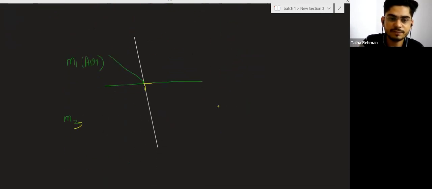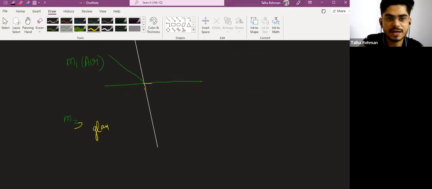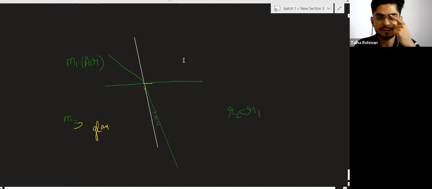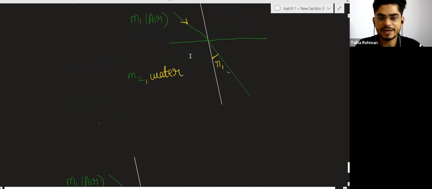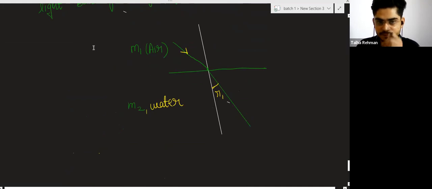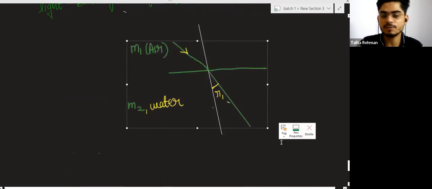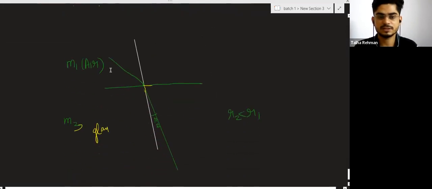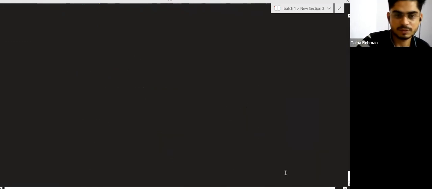And now light is traveling from air to glass. But at the same time, the light is bending more here. Light is bending more this time, meaning this angle R will be R2. This R2 will be smaller than R1. So the refractive index of glass is greater than the refractive index of water. If this is happening, more bending means more refractive index of the medium. So this is the thing that I want to tell you.